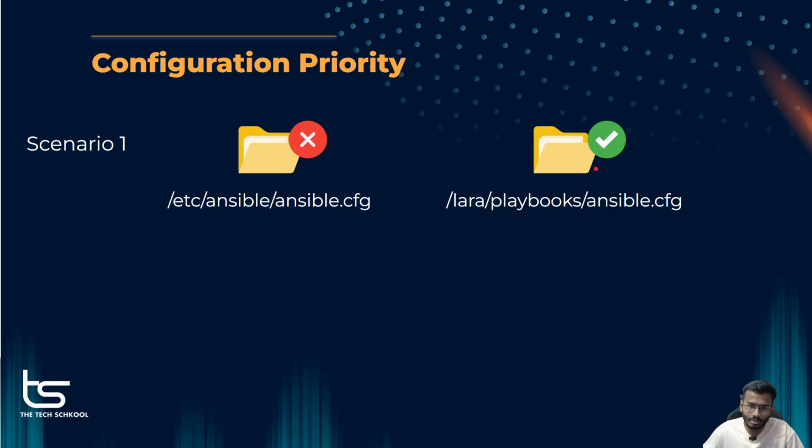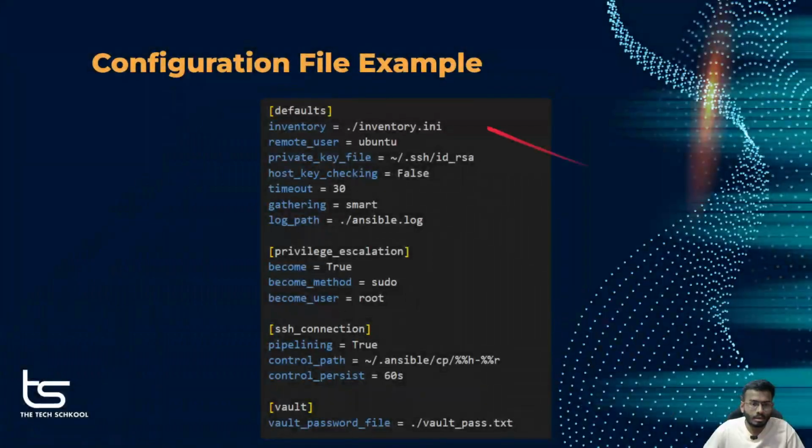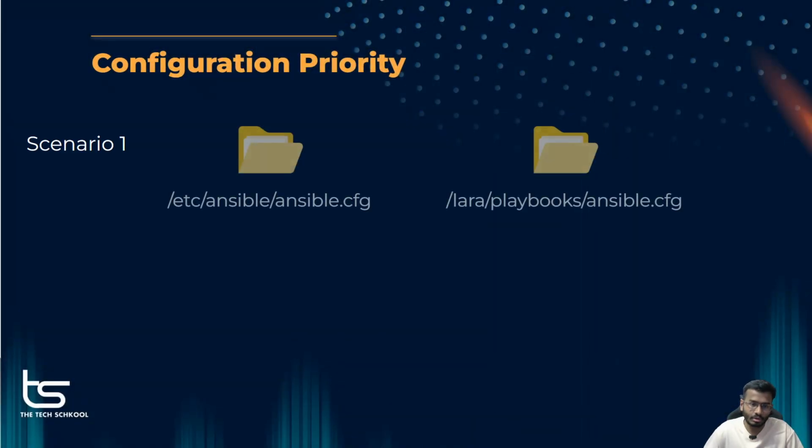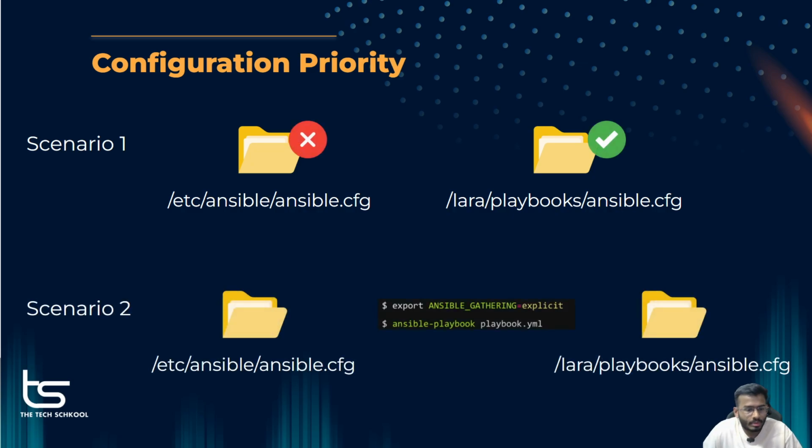For example, suppose the host key checking that we have not mentioned in our new file under our new playbooks directory. It will by default use the parameter that is present at the default location. So it will only override those parameters which we explicitly mentioned in the new file. Let's take another scenario. Here these two files are the same as before, one is the default location, one is made by us.